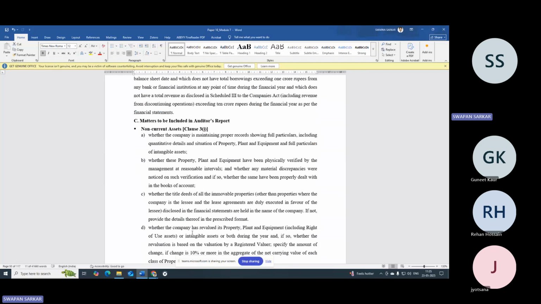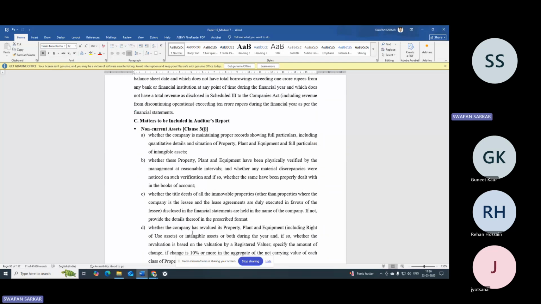Secondly, whether these property, plant and equipment have been physically verified by the management at reasonable intervals, and whether any material discrepancies were noticed on such verification, and if so, whether the same have been properly dealt with in the books of account. Whether the title deeds of all immovable properties, other than properties where the company is the lessee and the lease agreements are duly executed in favor of the lessee, disclosed in the financial statements are held in the name of the company. If not, provide the details thereof in the prescribed format.